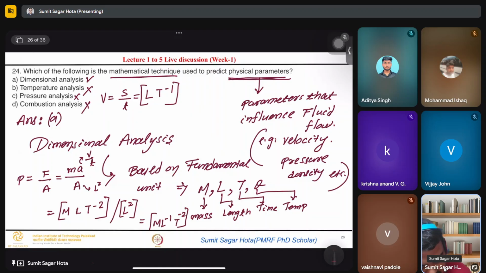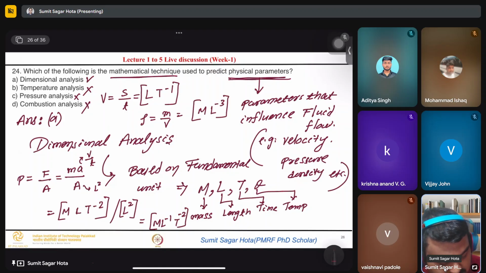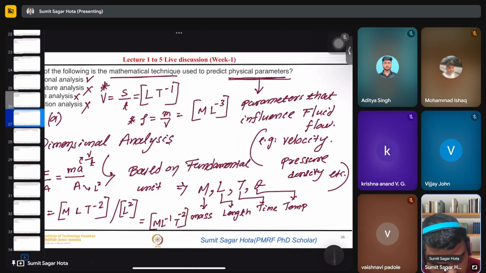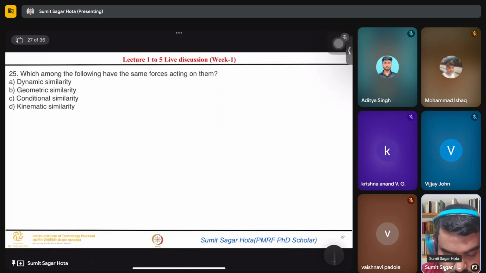Similarly, density we can also find out. Density is equal to mass by volume. Mass is obviously M. Volume is length cube, or meter cube, you can write down the unit. So M L minus 3. These are some of the examples you can see. The next question is: which among the following have the same forces acting on them?